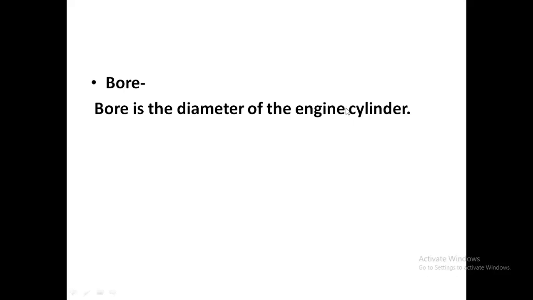And what is the engine cylinder? Engine cylinder is that component of the engine in which four strokes, that is the suction stroke, compression stroke, power stroke, and exhaust stroke, take place. And the diameter of such an engine cylinder is termed as the bore.